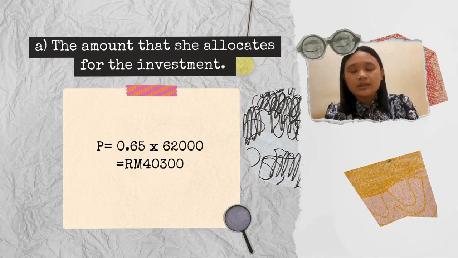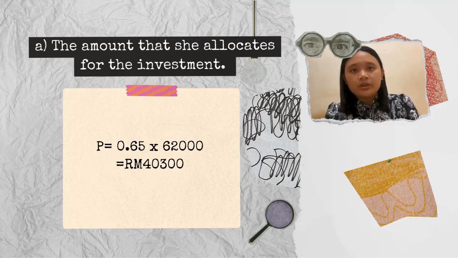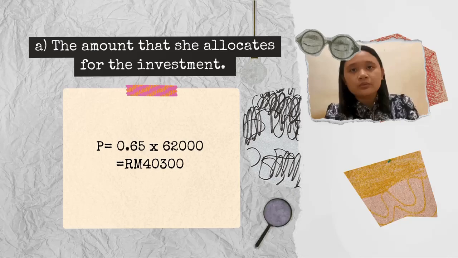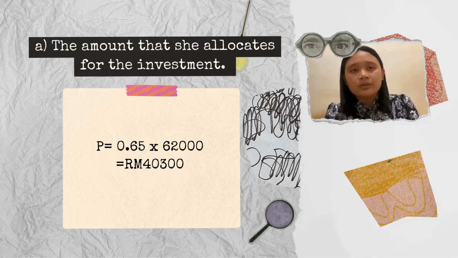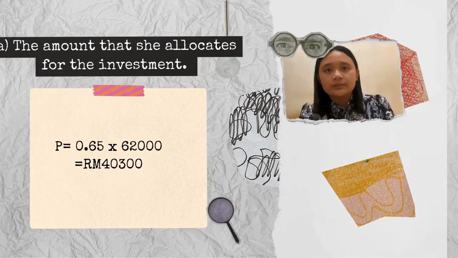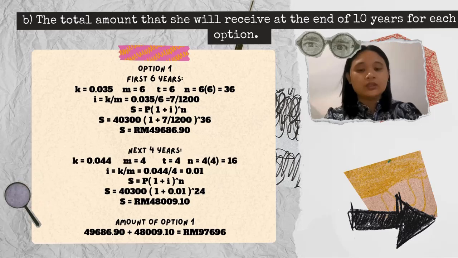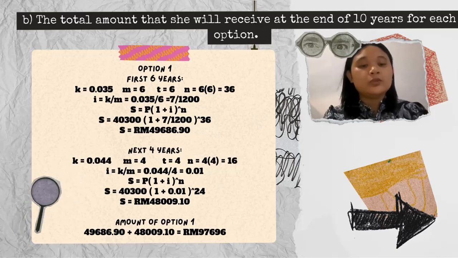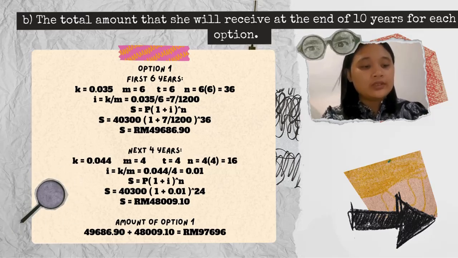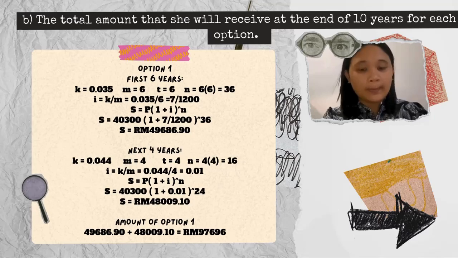Question 1a. The amount that she allocates for the investment is P equals 0.65 multiplied by 62,000, which equals 40,300 ringgit. Question 1b. The total amount that she will receive at the end of 10 years for each option.